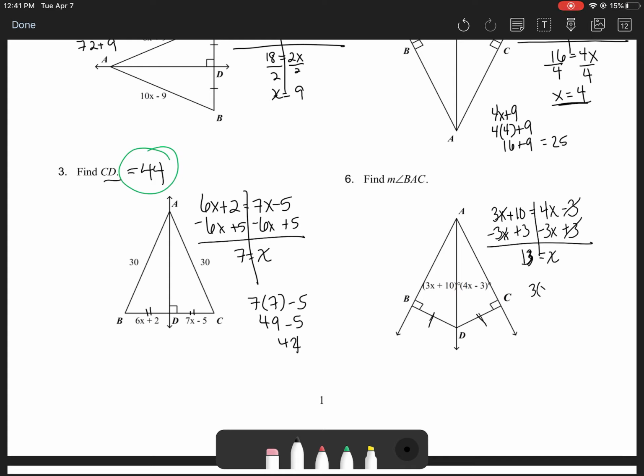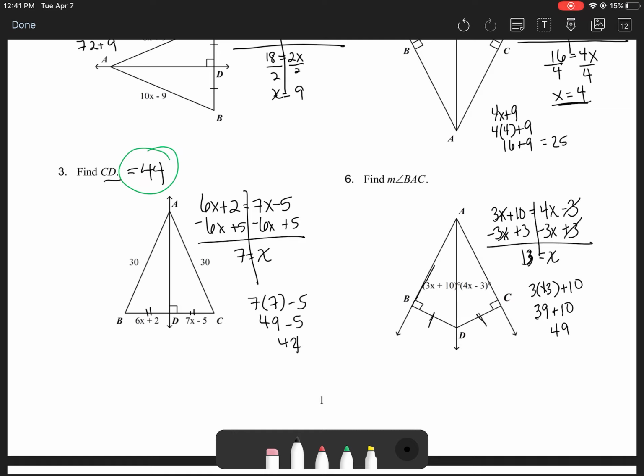And I need to plug it back in. So 3 times 13 plus 10. 3 times 13 is 36, 39. Ooh, you guys got me making lots of math mistakes today. 39 plus 10, which is 49.